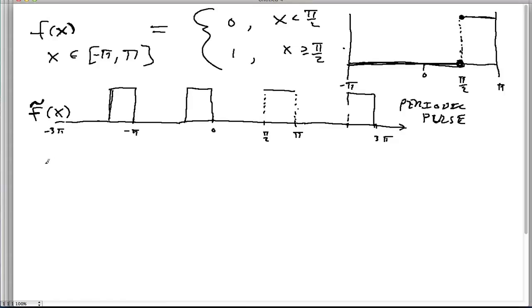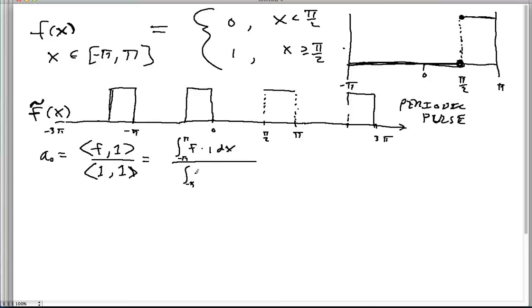So now what we have to do is compute the actual Fourier coefficients, the orthogonal projections. So let's start with a0. Right, remember that's going to be the function f projected onto the function 1, over the inner product of 1 with itself. Okay, so let's write down what that looks like. That's going to be the integral from negative pi to pi of f times 1 dx, all over the integral from negative pi to pi of 1 times 1 dx. So clearly that's 2 pi in the bottom.